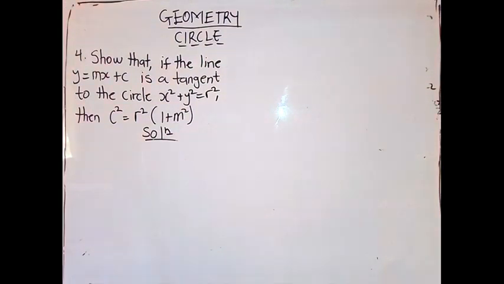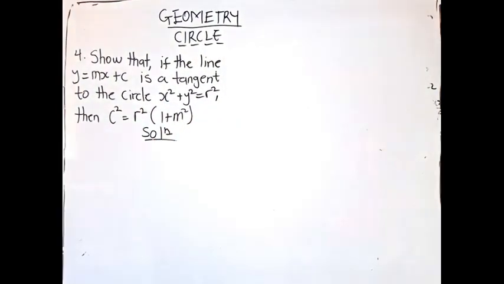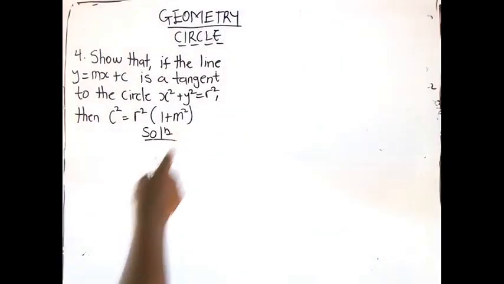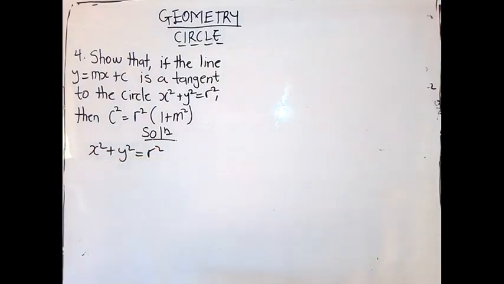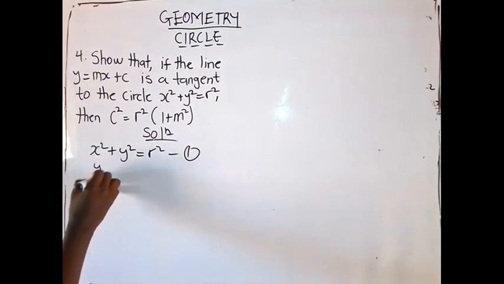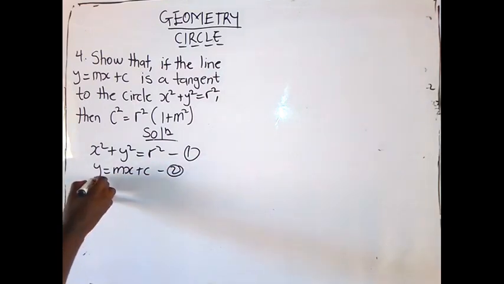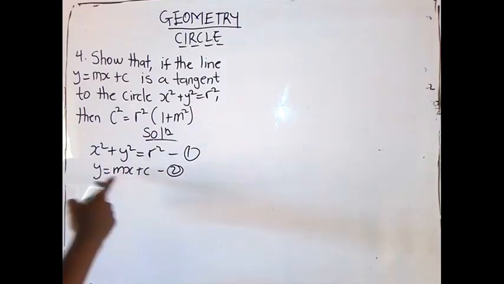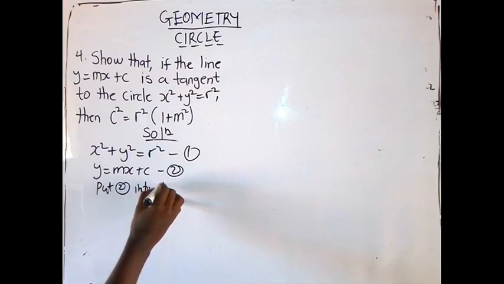Show that if the line y is equal to mx plus c is the tangent to the circle x squared plus y squared is equal to r squared, then c squared is equal to r squared into 1 plus m squared. So we are showing that if indeed y is equal to mx plus c is a tangent to the circle x squared plus y squared is equal to r squared, then we should have something like this. So we have two equations here, x squared plus y squared is equal to r squared will be our equation 1, and then y is equal to mx plus c, equation 2. Since we already have y standing on its own, we substitute this one into equation 1. So we put 2 into 1.